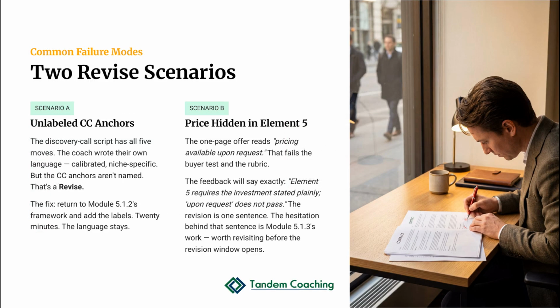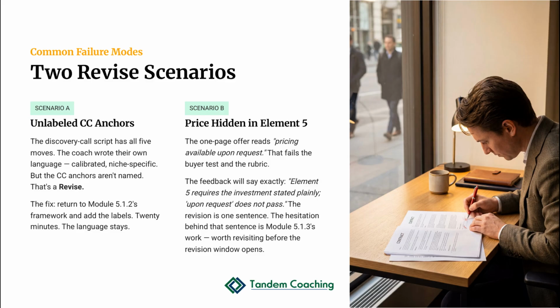2 revised scenarios. Scenario 1, unlabeled CC anchors. The discovery call script has the 5 moves. The coach wrote their own language for each move, calibrated, niche specific. But the CC anchors aren't named. That's a revise. The fix: go back to Module 5.1.2's framework, add the labels. 20 minutes, the language stays.